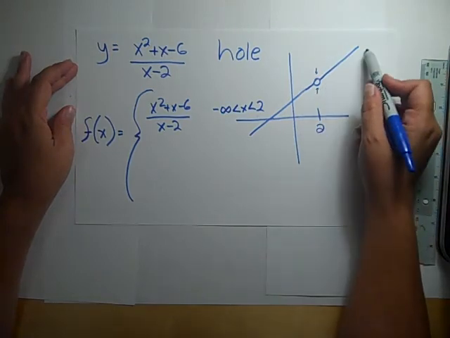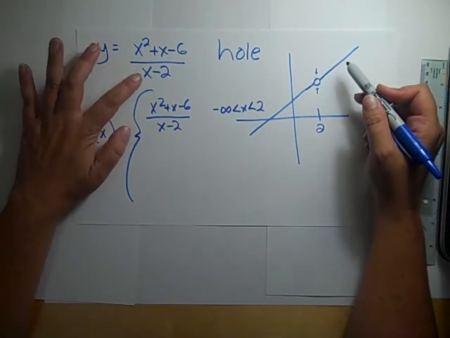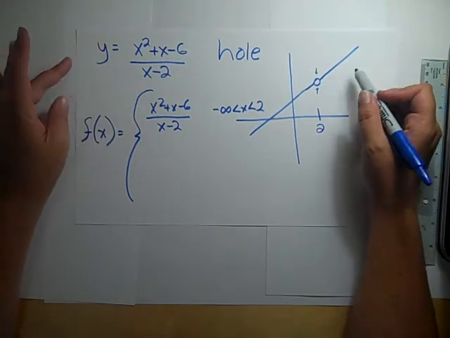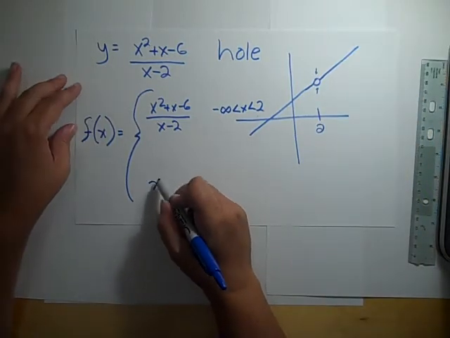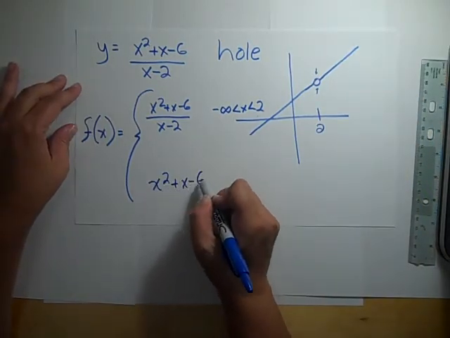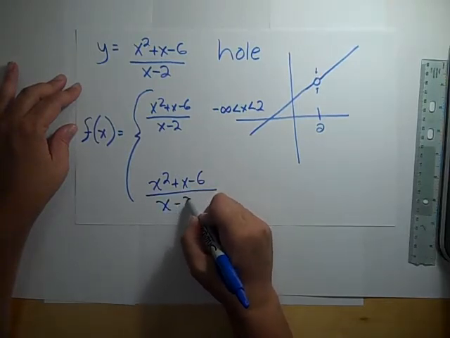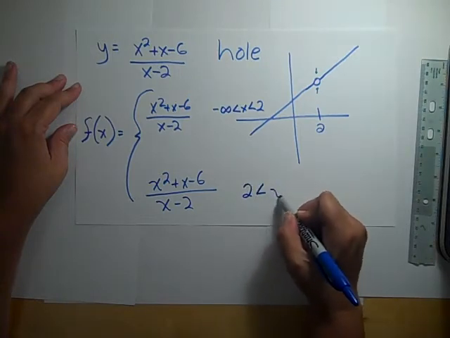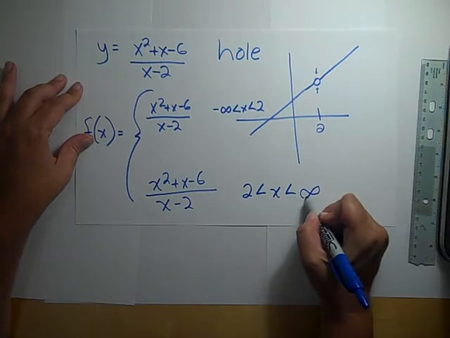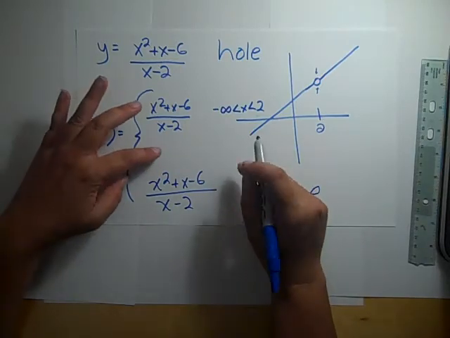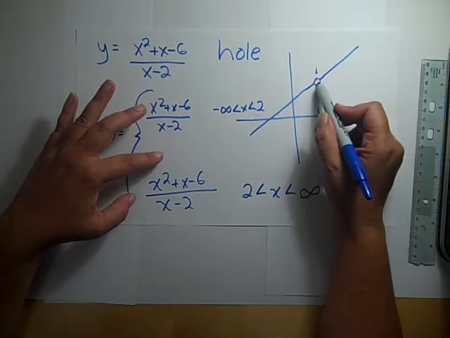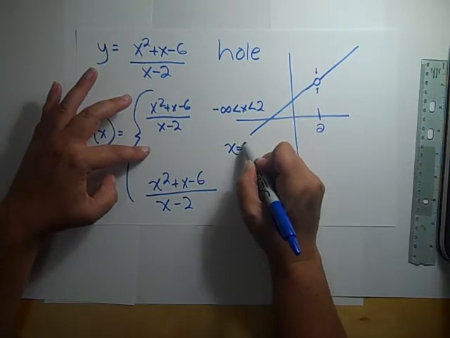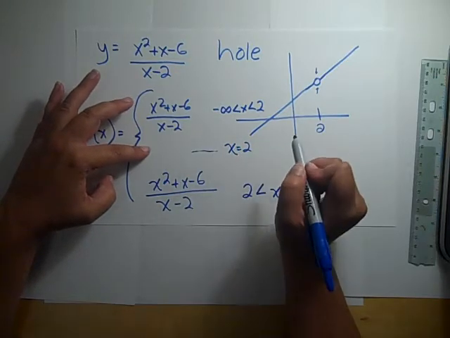Now, if you look to the right of 2, it's also continuous. There's no number that you could put in here that would cause problems in this function, except for 2. Everything else is fine. So let's use this function again. x squared plus x minus 6 over x minus 2. And the interval for that would be 2 is less than x is less than infinity. So now all we have to find is what value we want that to be that would make this continuous. So we need a very special value for x equals 2.